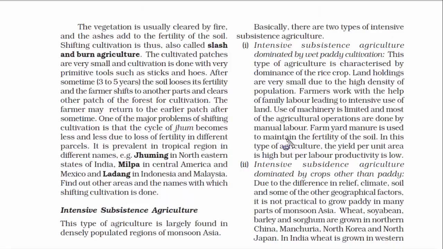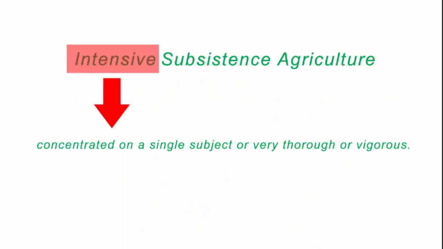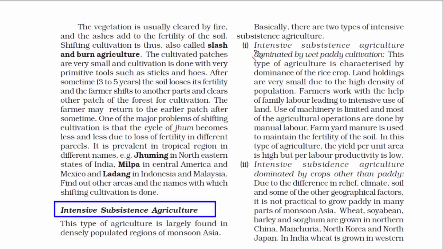The second category under subsistence agriculture is intensive subsistence agriculture. Again, we know the meaning of subsistence agriculture, and the meaning of intensive is concentrated on a single subject. So if we combine all the words together, intensive subsistence agriculture is a method in which a farmer concentrates on any one crop at a time, or his land is intensely used up by one crop at a time, and then whatever he produces is for his family and his own consumption.